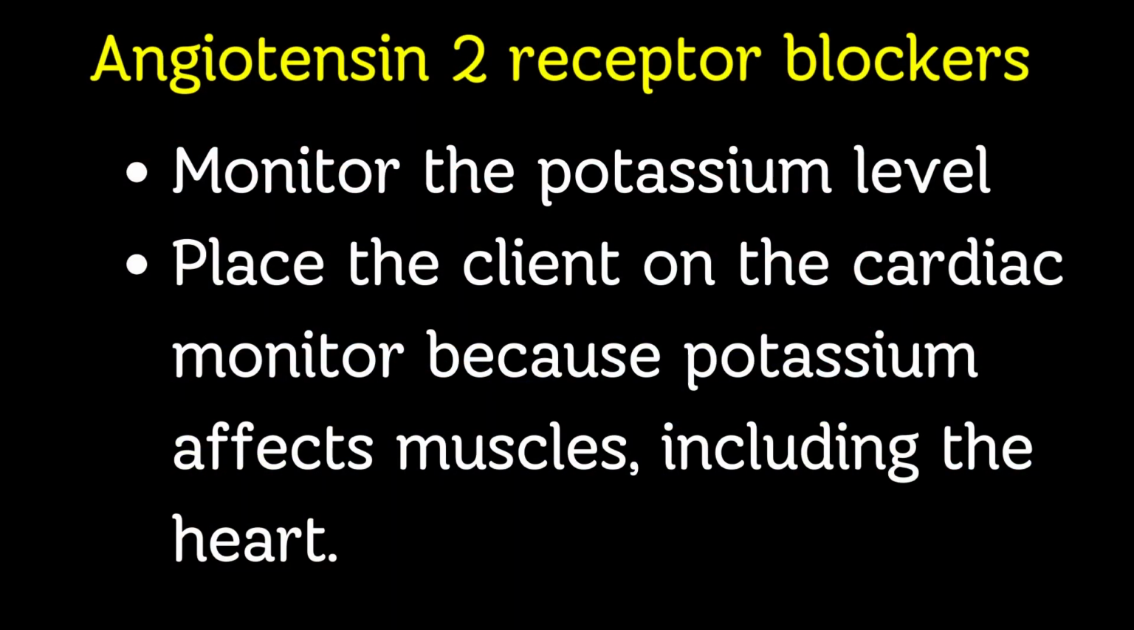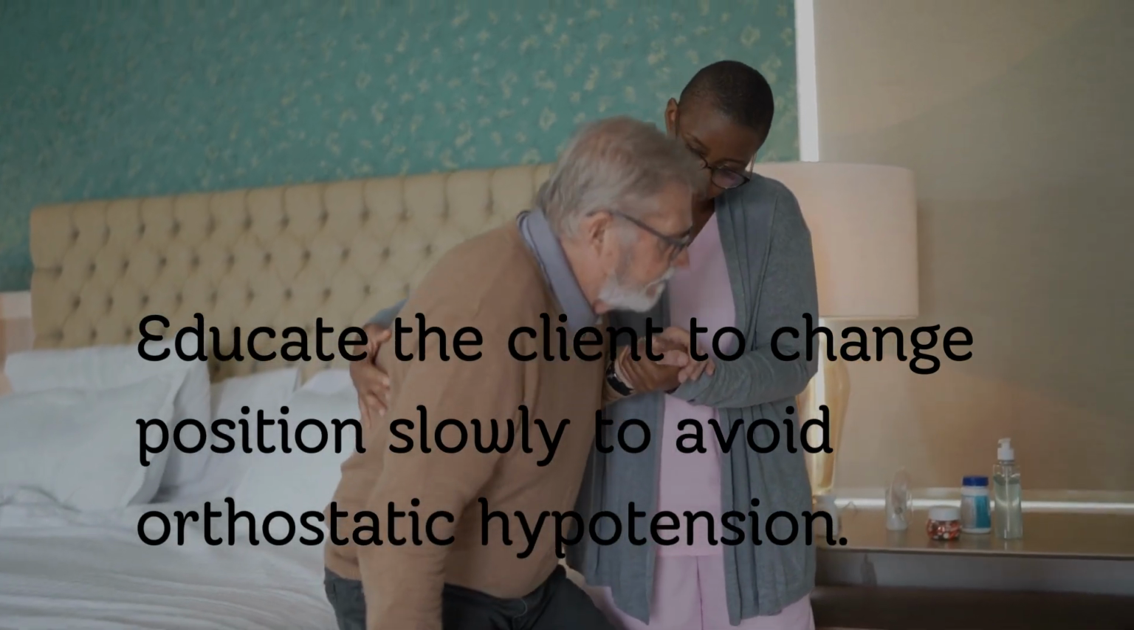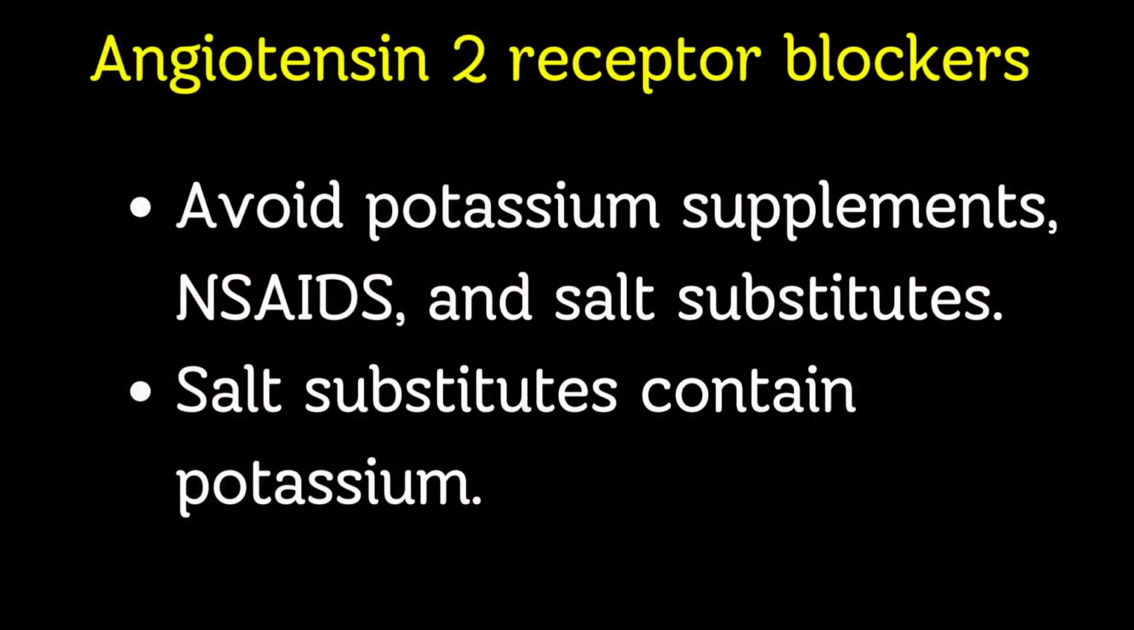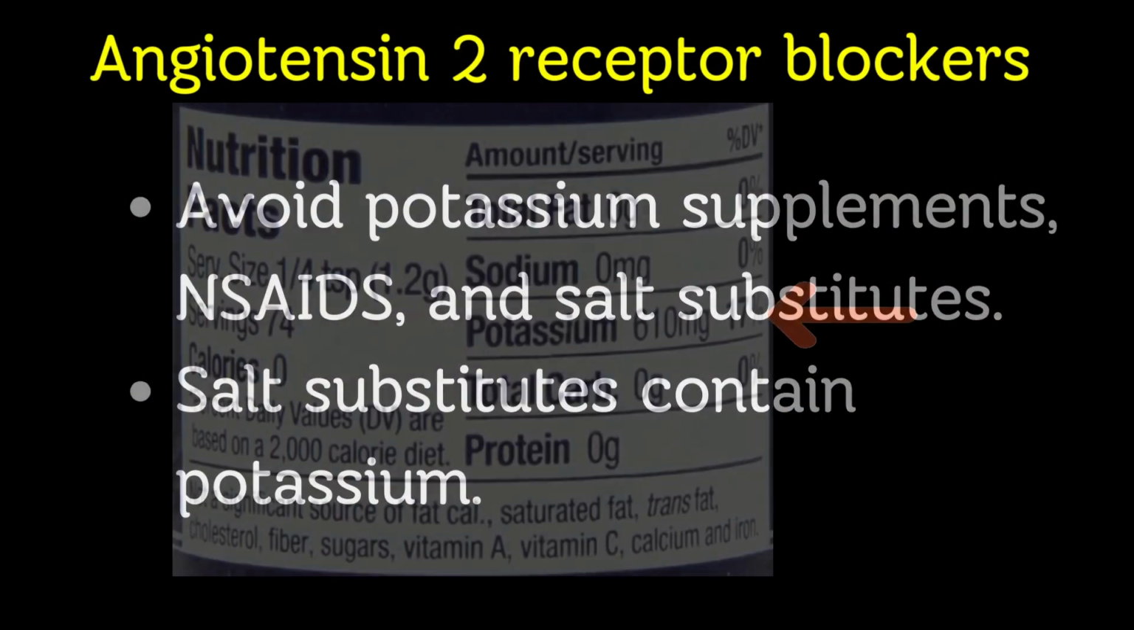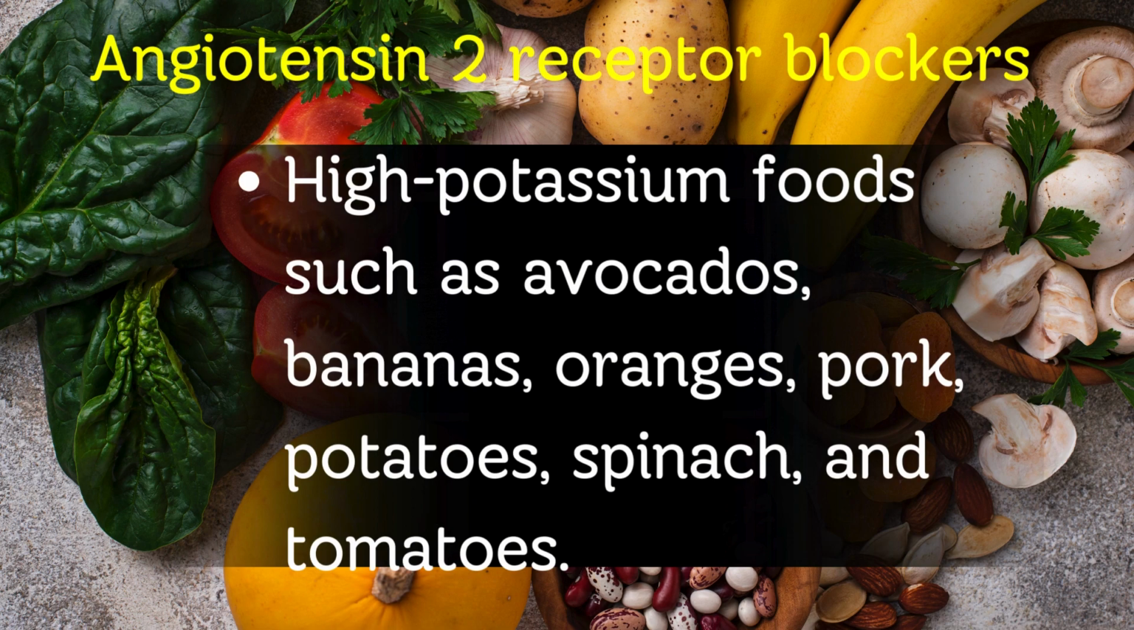Finally, client education. Educate the client to change position slowly to avoid orthostatic hypotension. Educate clients to avoid potassium supplements, NSAIDs, and salt substitutes. Salt substitutes contain potassium. Educate clients on high potassium foods such as avocados, bananas, oranges, pork, potatoes, spinach, and tomatoes.